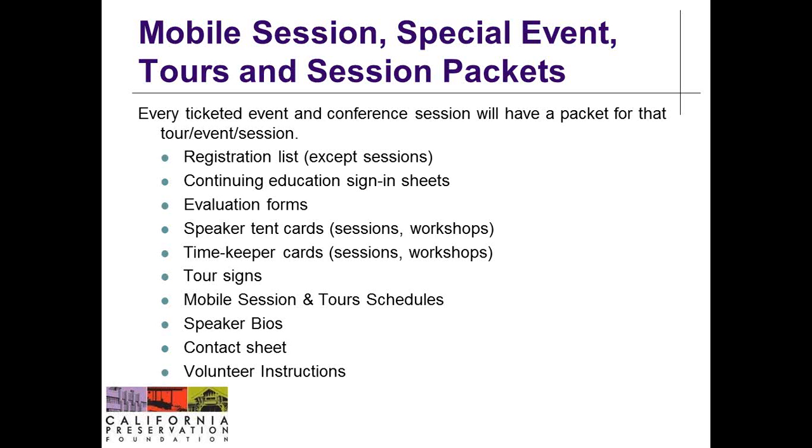Continuing education units cannot be offered or validated unless attendees sign those forms, and they have to put down their license number for their AIA, ASLA, or AICP certification. So again, those are very important to have in each session and have them out for people to sign. The evaluation forms are in there.